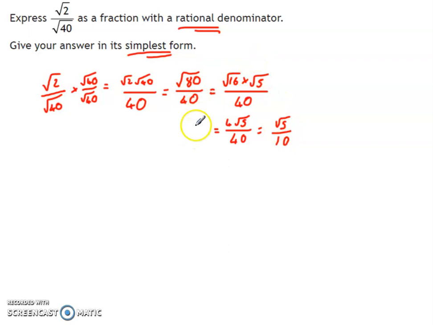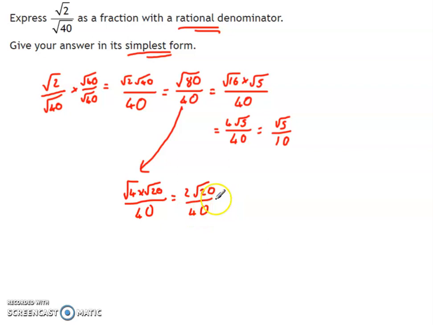Now, I mentioned before about root 4 as a factor on the top. If you don't get this in its first go, but you continue on and get to the final answer of root 5 over 10, you're still going to get the marks. So for example, if I take the root 80 over 40 and do what I first noticed, that gives me root 4 times root 20 over 40, and I simplify it and get 2 root 20 over 40. I've got a 2 on the top and a 40 on the bottom, so I can factorise 2 out as a factor of both of those. What that then gives me is root 20 over 20.